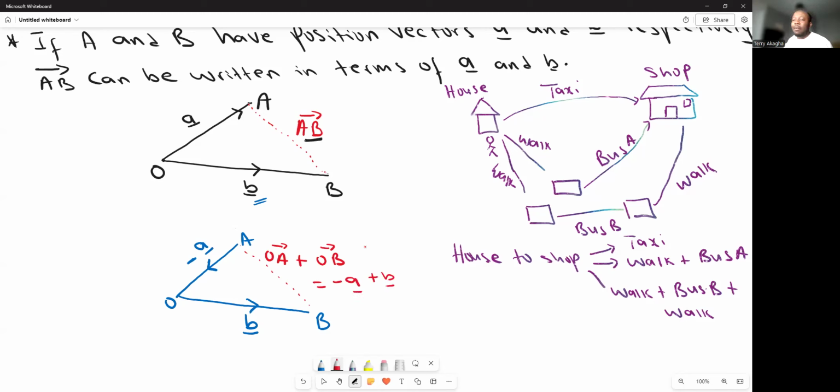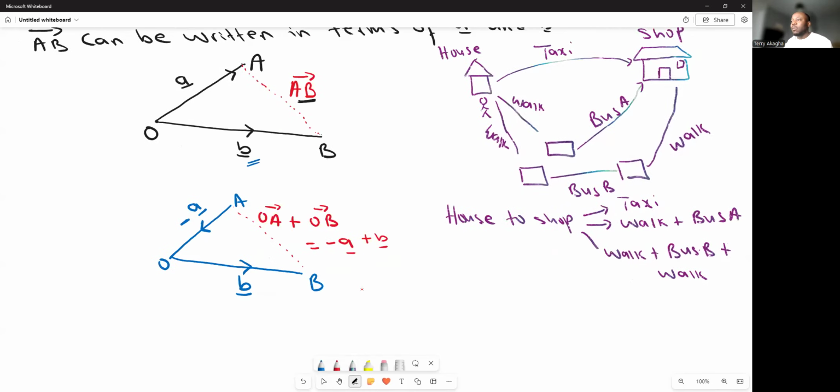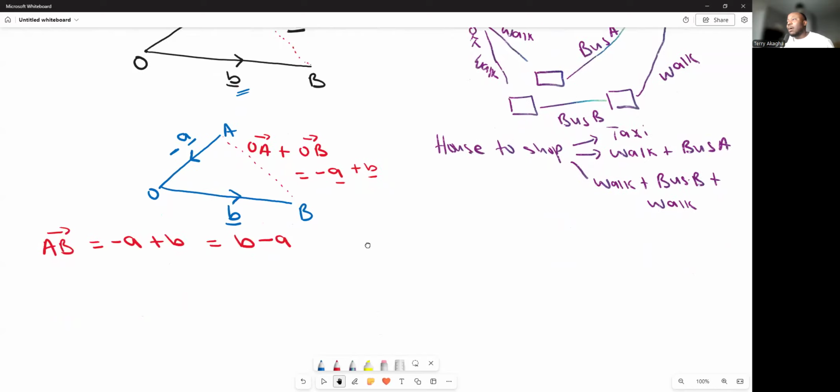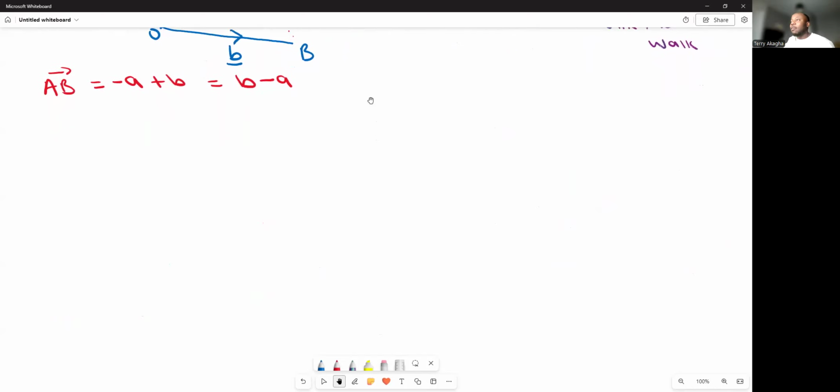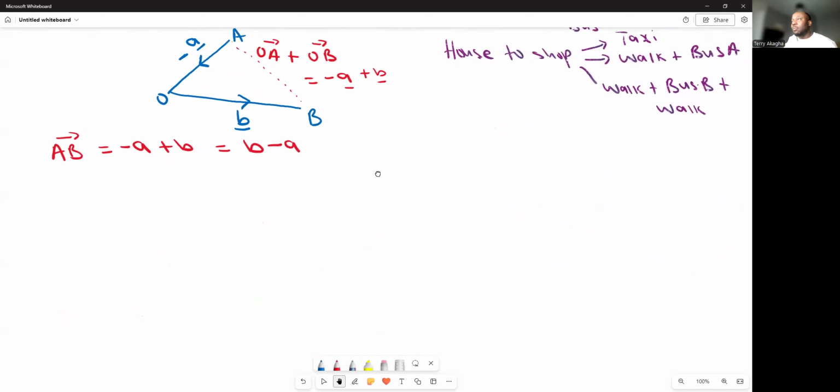So that means I can now write this again, that AB will be equal to minus A plus B, or we can say this should be the same thing as B minus A. All right? So let me just write this down because I know students do take notes so that I can write it now in a clear form for you to understand.